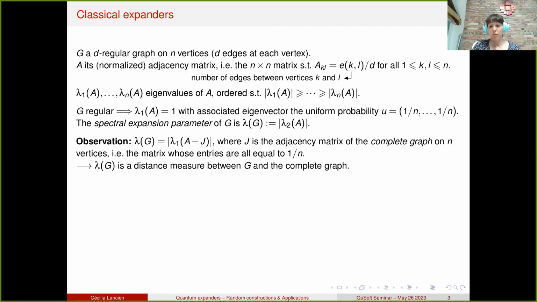Okay, so now that we have, yeah, sure. Are we assuming the graph to be simple? Can the E of K, L value be greater than 1 as well?